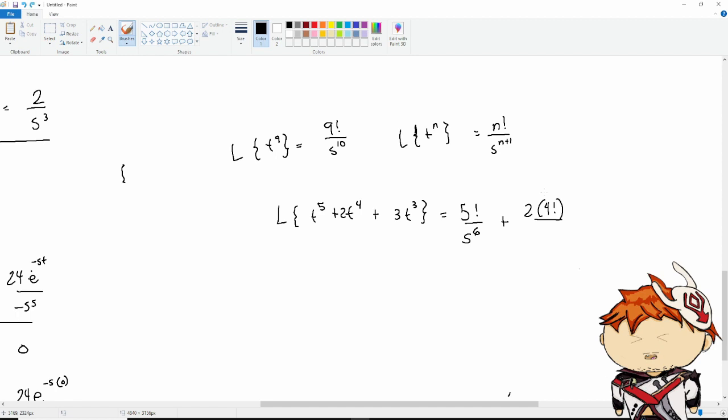I'm actually new to Laplace transform, so if I'm wrong in my integration or differentiation, please tell me. I'm not very comfortable yet.